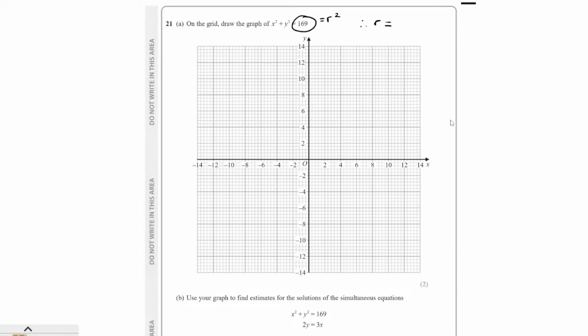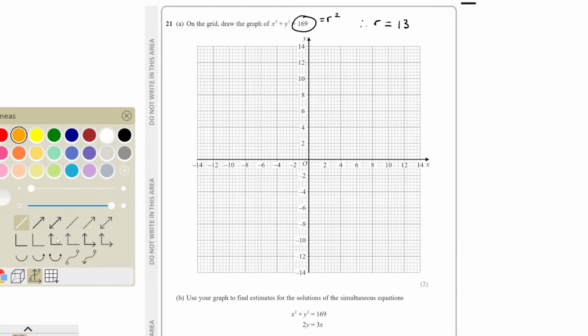Again, they won't make you square root something that's not already a square number, so hopefully you recognize that 13 squared is 169. In your case, you'd get your compass, put the point on 0 and measure it to 13, which is up here somewhere, and then just draw a circle with your pencil. I'm just obviously going to get my circle shape and do it that way.